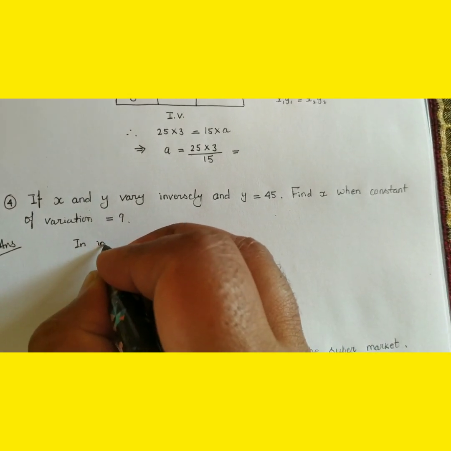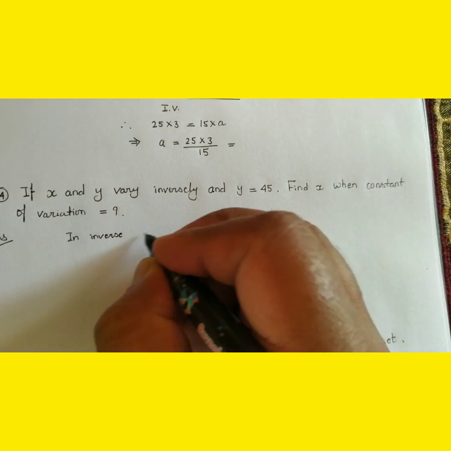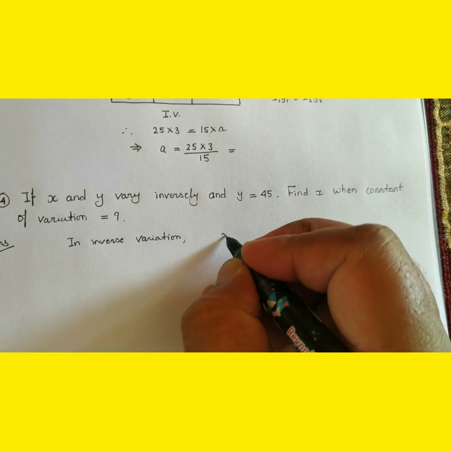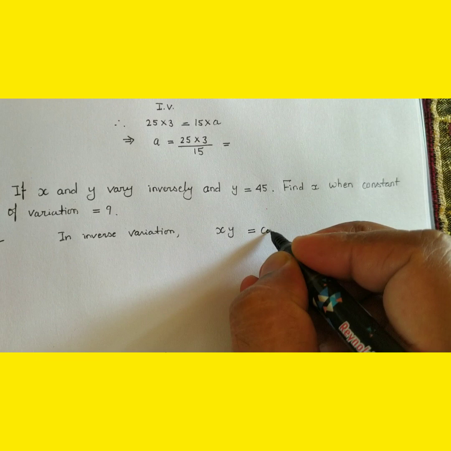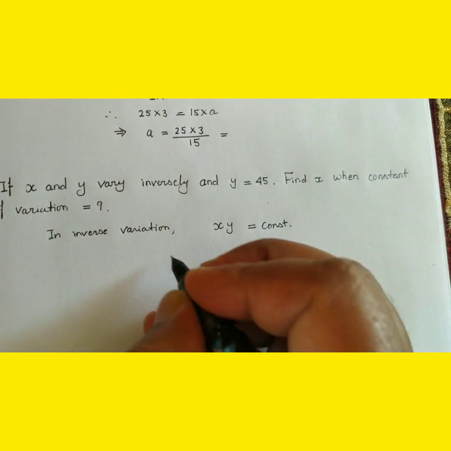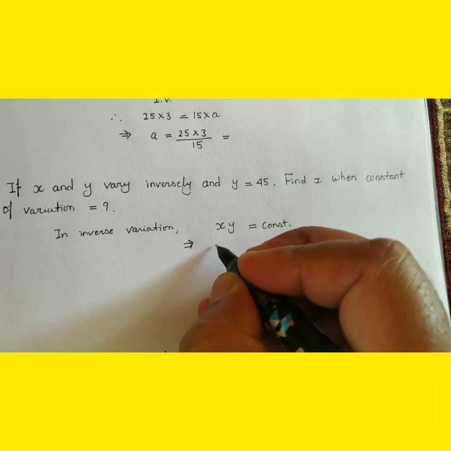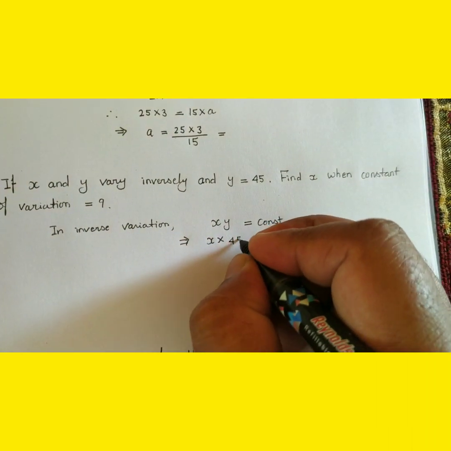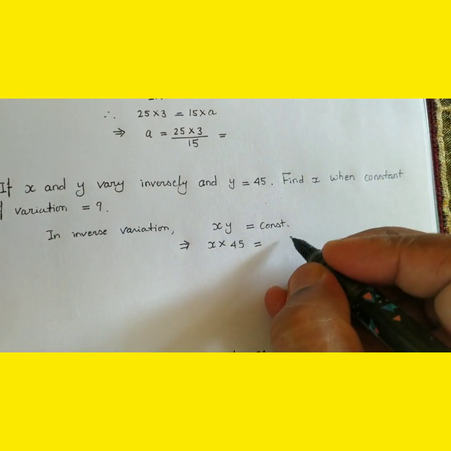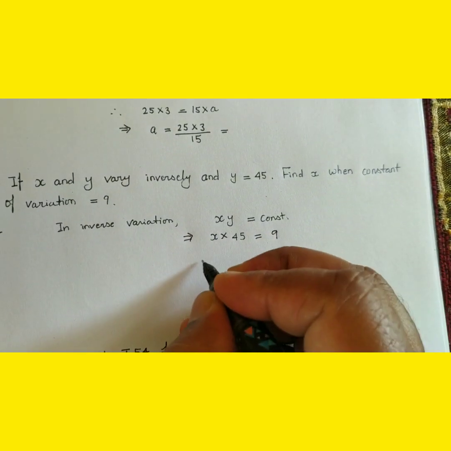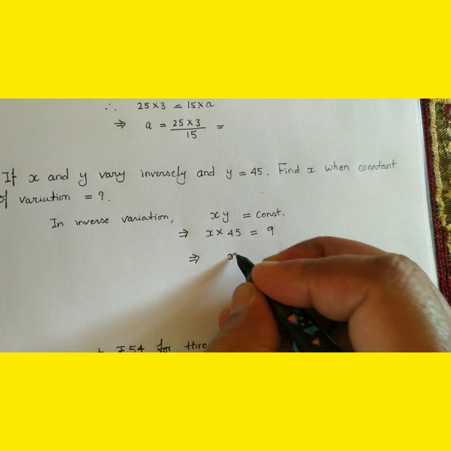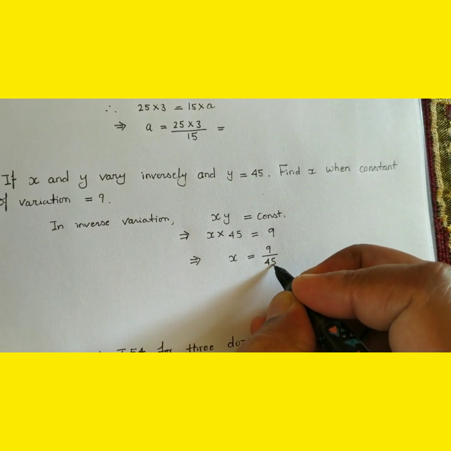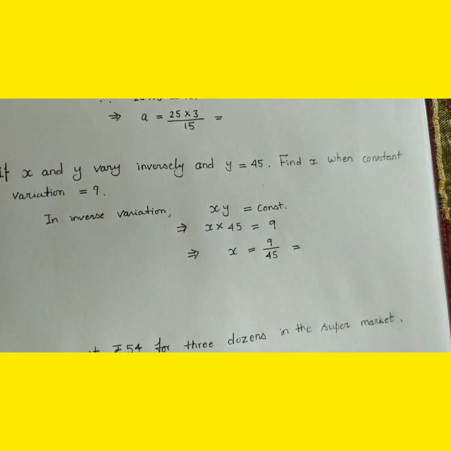In inverse variation, xy is constant. Now x multiply y is 45 and the constant of variation is 9. That implies x is equal to 9 divided by 45, and you can find the value of x.